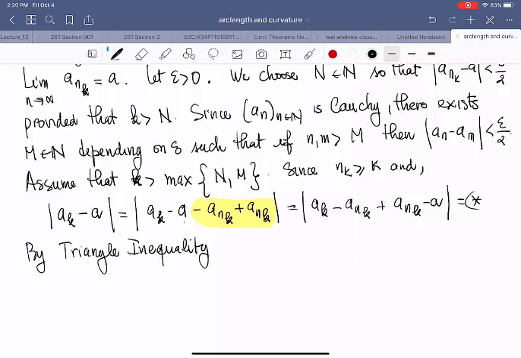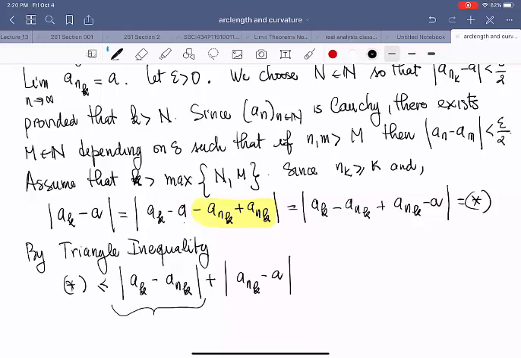let me call this thing here star. Star is now less or equal to |a_k minus a_{n_k}| plus |a_{n_k} minus A|. Now, because k is bigger than N, and because n_k is bigger than k, the first is less than epsilon over 2. And because a_{n_k} is convergent to A, and we've chosen k to be bigger than both N and M, the second is less than epsilon over 2 also. So by adding these two together, we get, of course, epsilon.